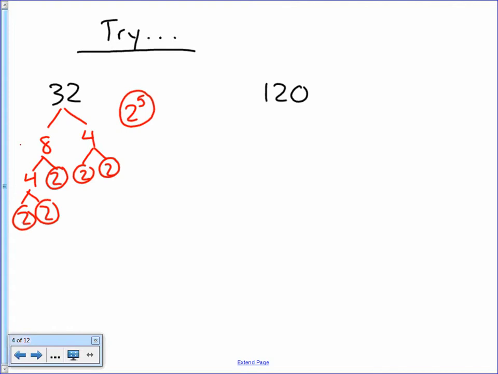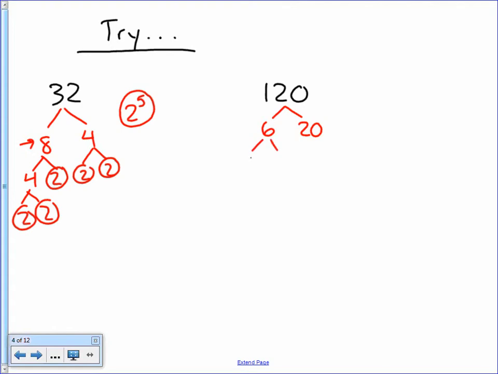So at the beginning, you could have said instead of 8 and 4 here, you could have said 2 and 16, however you want to think about it. 120. So how about we do 6 and 20? 6 times 20 will give me 120.